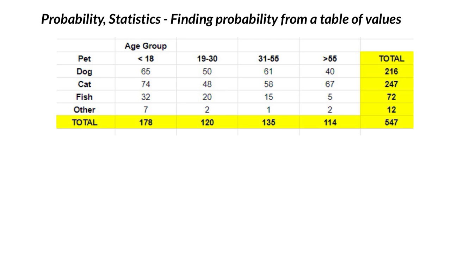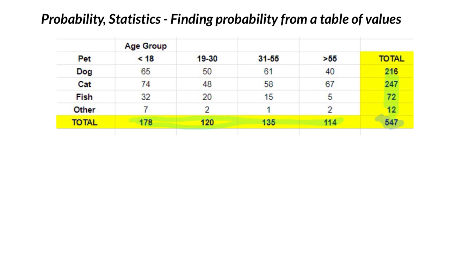Now, a couple of things to pay attention to right off the bat. You'll notice we have 547 total people that are part of our survey. And then, of course, we have totals that own each pet. We have totals in each age group. So we should just notice that.